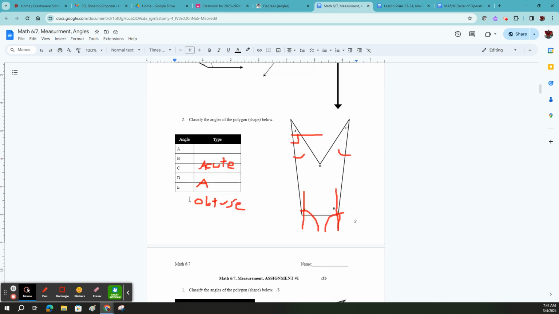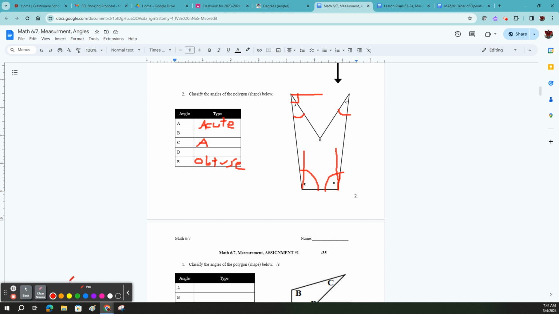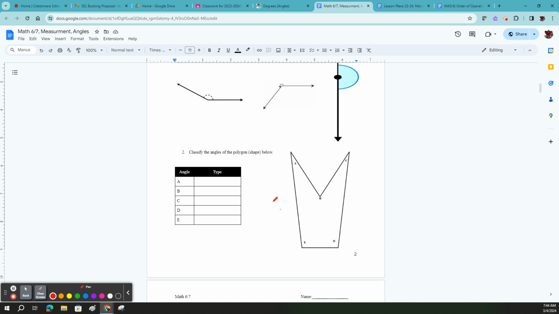It's a right angle. Okay, these ones, I'll clear all this stuff off. We can see that a square wouldn't really fit in there. The angle is a little bit too big. So E and D were both obtuse. A and C were both acute.